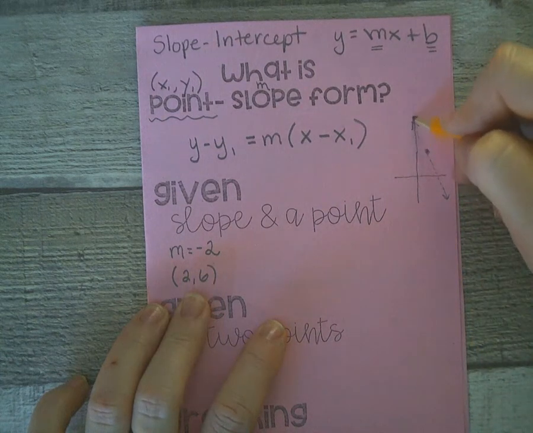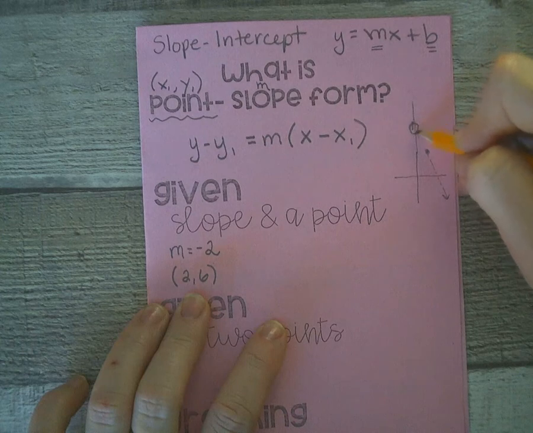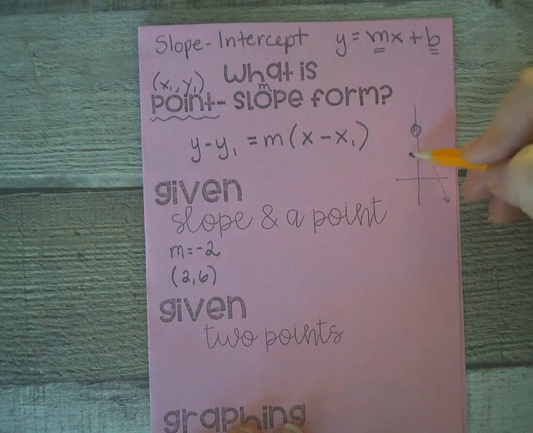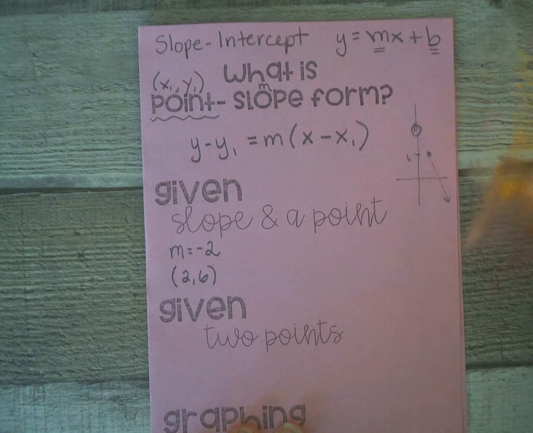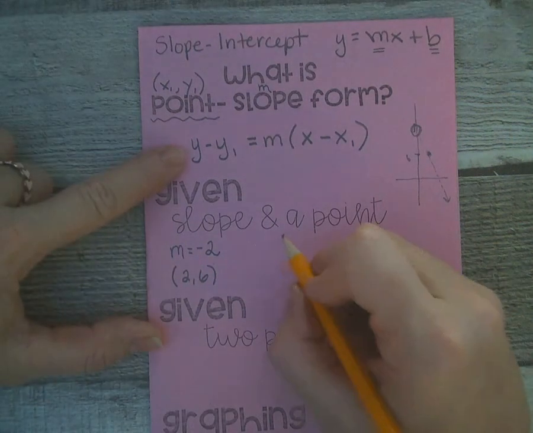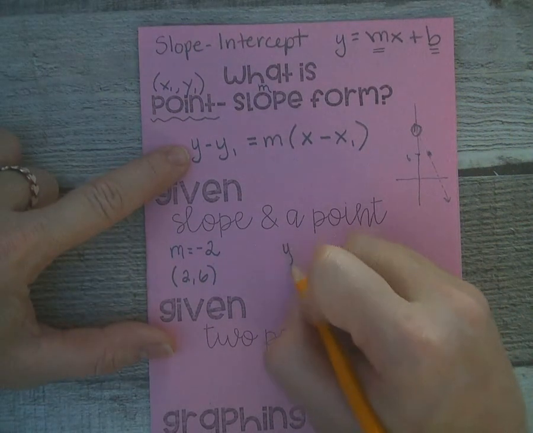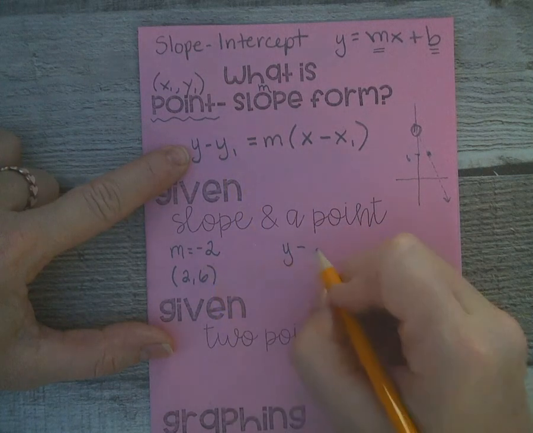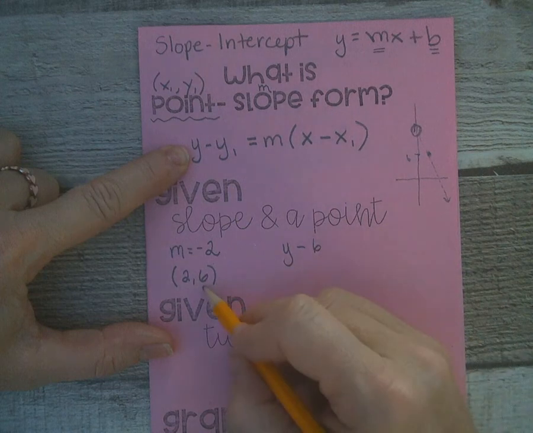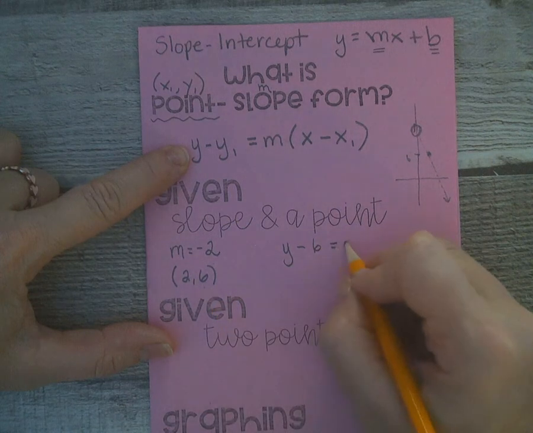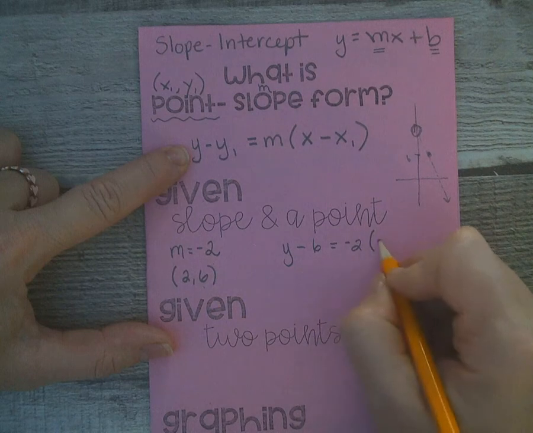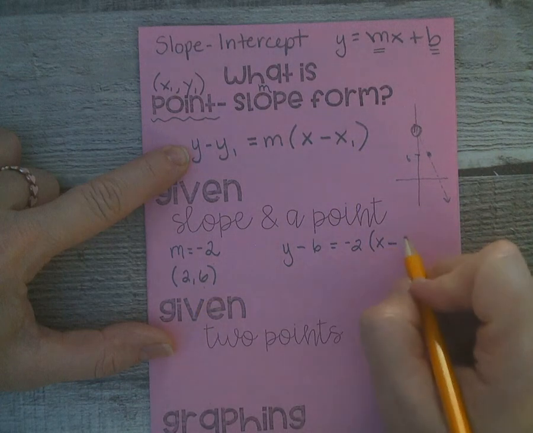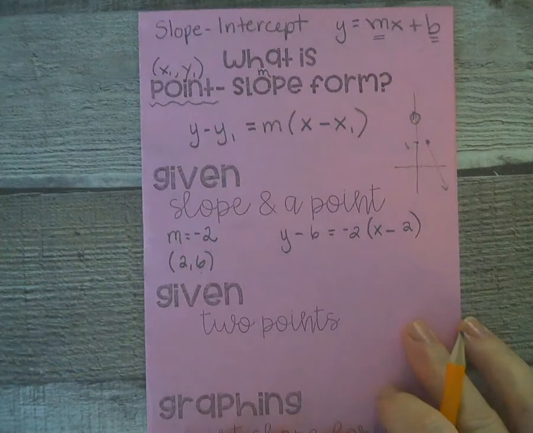If you had to guess, you could probably guess at what you think the y-intercept's going to be. A positive number, something above 6, something up here, but we're not sure. So we're going to use this template. Our formula says that we do y minus y sub 1, and y sub 1 is the y value of the ordered pair. So we're going to use y minus 6 equals our slope, -2, times the quantity of x minus x sub 1, and that's the x value of our ordered pair, 2. And we get to here.